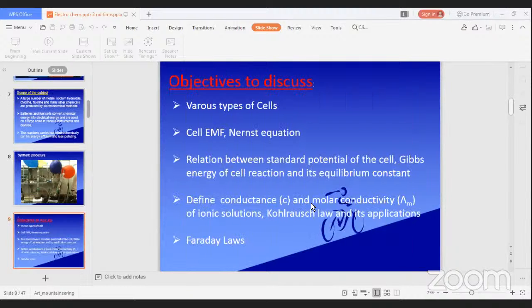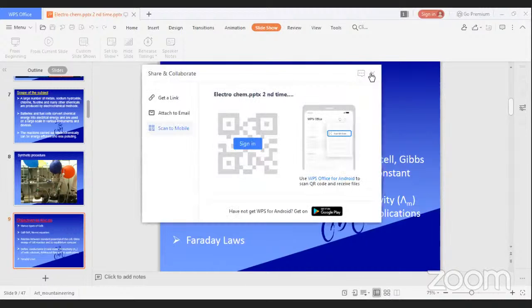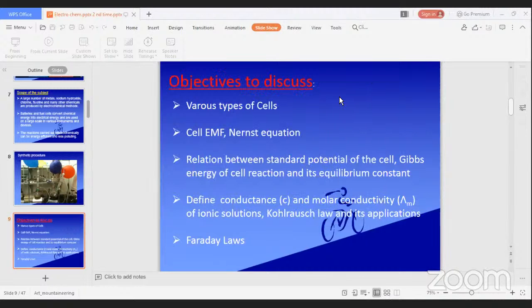So what are the objectives of electrochemistry? See here, in the slide show. What are the objectives? Various types of cells are there. First, types of cells: we are discussing two different types of cells, and we will discuss the types of cells again in detail. And second, cell EMF, electromotive force.